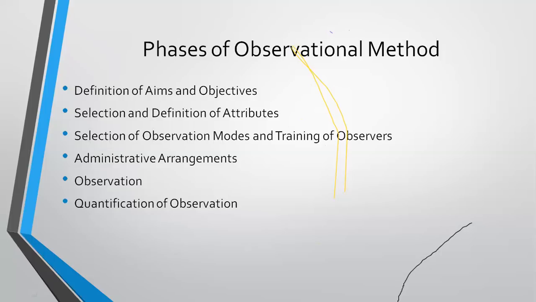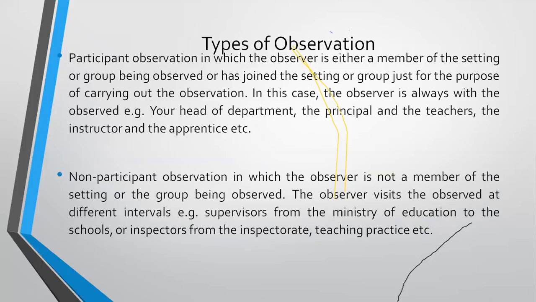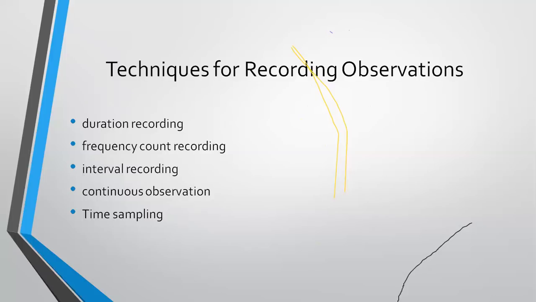What are the techniques for recording? In recording, there are different ways by which you can carry out your recording. The first one is duration recording. Duration recording involves collecting information on the length of a specific behavior by noting the time a behavior begins and when it ends.